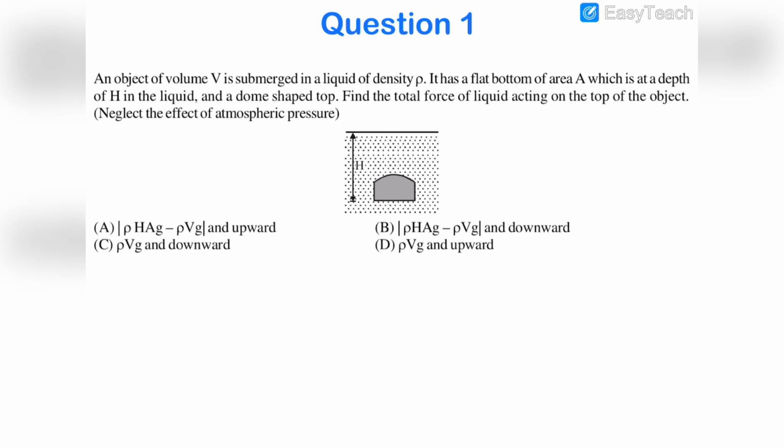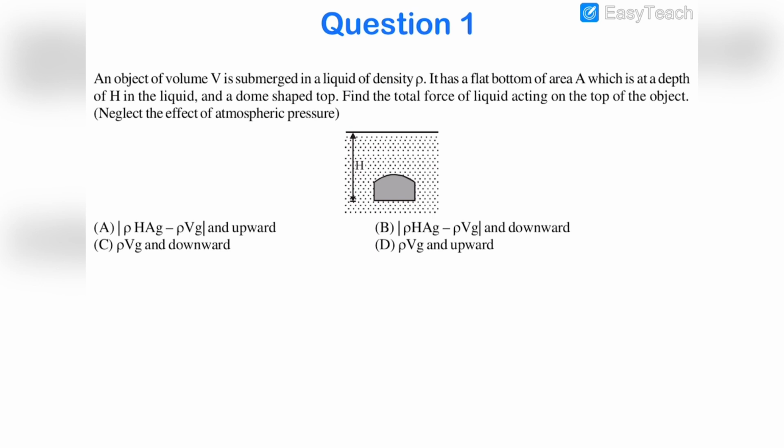In this question, you can see that there is an object of dome shape, and the total volume of this object is V, and the density of a liquid is rho, and the bottom of this object is flat, which has a cross-sectional area of A. The bottom is situated at a depth of h from the surface of the water, and the top is of dome shape. So we have to find out the total force applied by this liquid on the top surface, which is the dome surface, and also we have to neglect the atmosphere.